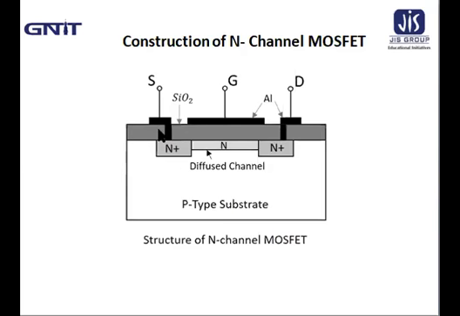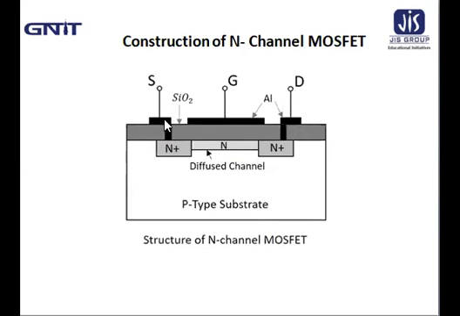Now a thin layer of silicon dioxide is grown over the entire surface and holes are made. Here two holes are made to draw ohmic contacts for drain and source terminals.